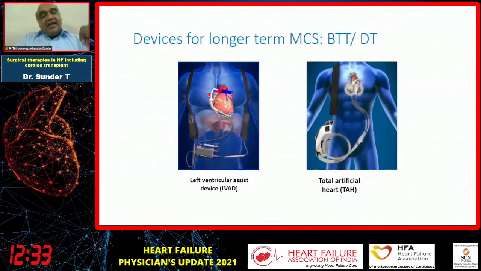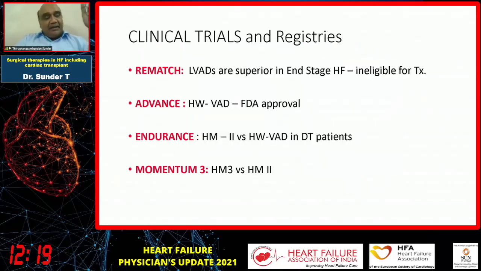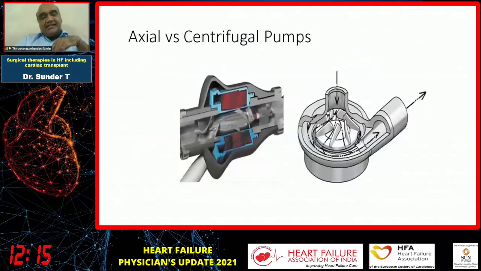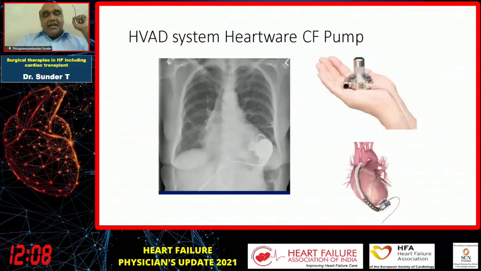These are pictures: the one on the left is a left ventricular assist device. As you can see, it drains blood from the left ventricle and it goes into the aorta. It provides support to the failing left ventricle. The one on the right side is a total artificial heart. There are a few trials which have looked at the various ventricular assist devices, and this is a complex slide. Axial flow was the older generation, now we've got centrifugal pumps.